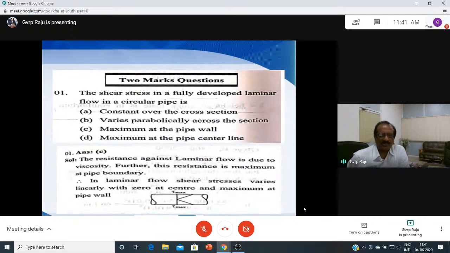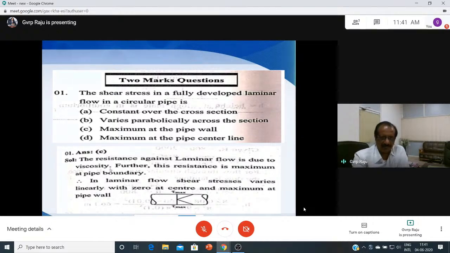This is also more or less the same question. The shear stress in a fully developed laminar flow in a circular pipe. More or less the same question but from different years. And once again, I told you about the other way of asking. So this is laminar flow in a circular pipe. The resistance against laminar flow due to viscosity, the resistance is maximum. So that is different. This is for the circular pipe.